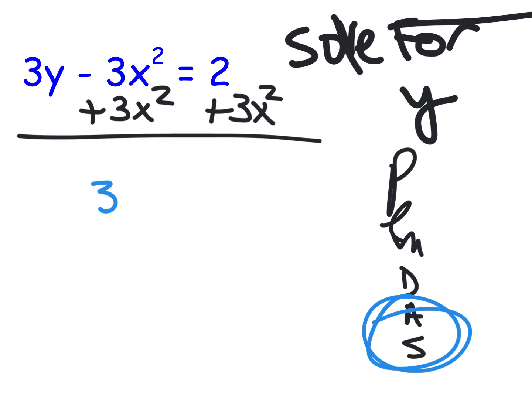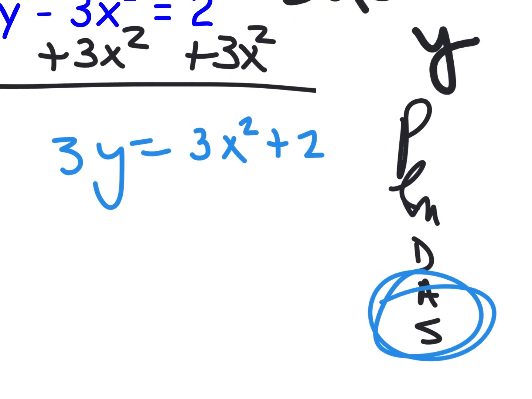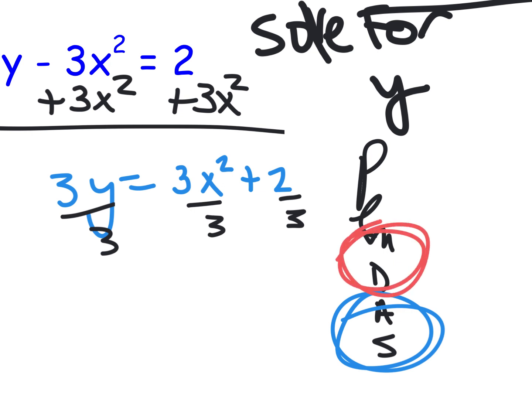All right, now I got 3y equals... Notice me putting the 3x squared first. It's not illegal to write it the other way, but you may as well simplify it a little bit by putting the bigger power first. And now we have to divide everything by 3. Why? Because you get all your add, subtract stuff done, then you move to multiply or divide.